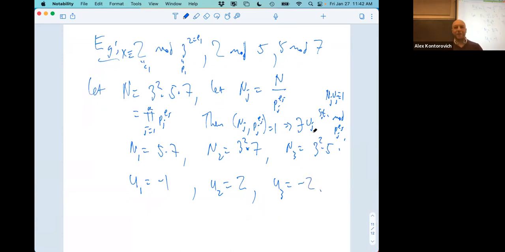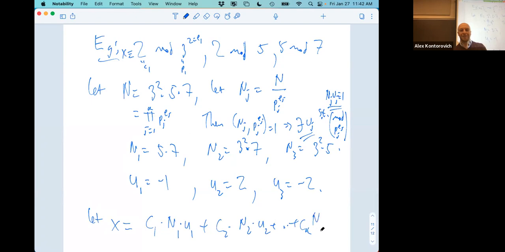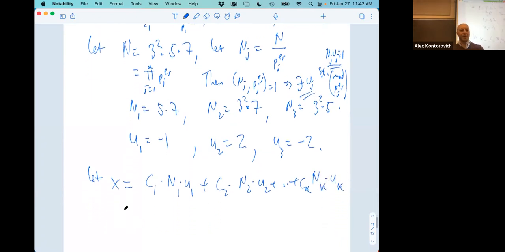Okay, so I found these numbers u. There exist numbers u so that n times u is 1 mod p to that power. And then it's very simple. You let x be equal to c_1 times n_1 times u_1 plus c_2 times n_2 times u_2 and so on, plus c_k times n_k times u_k. And I claim that number satisfies our property. Let's see why that's the case.